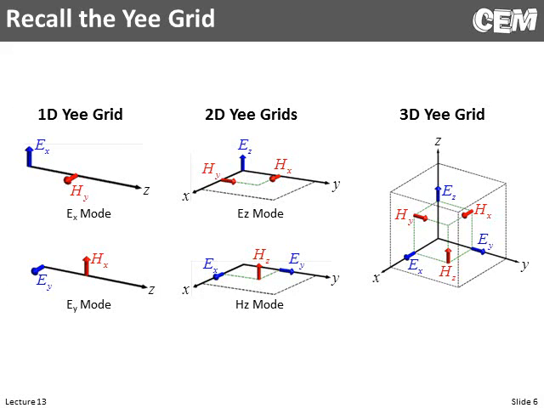Just as a review, here are the Yee cells. We have the three-dimensional Yee cell on the far right, and we understand that that reduces down to the two-dimensional Yee grids in the middle, and we recognize those as two slices through the standard Yee grid. And then we also have the 1D Yee grids on the left. In this lecture, we're going to talk exclusively about the 2D Yee grid.